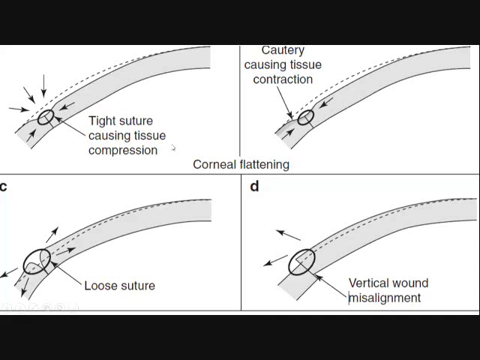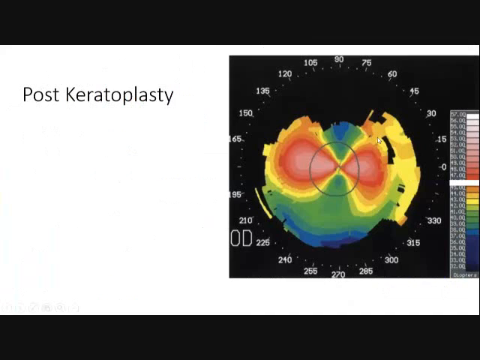Okay, so coming to the concept of tight sutures and loose sutures. The tight sutures make a depression or a dip at that point, and this results in an increase in the curvature, while the opposite is true for the loose sutures. The tight sutures are equivalent to cautery at that point, which gives rise to a tissue contraction. Right? So we will see now.